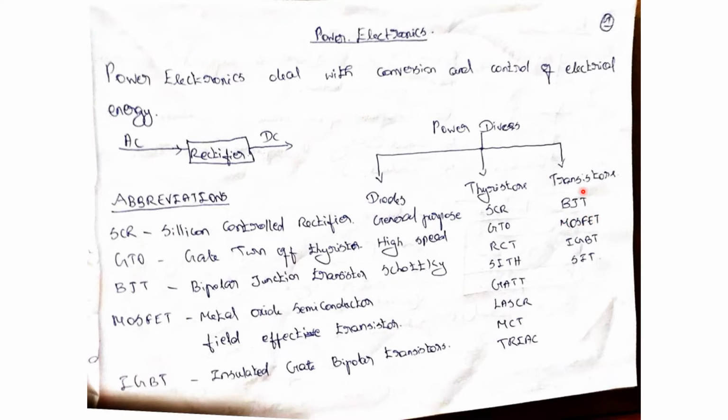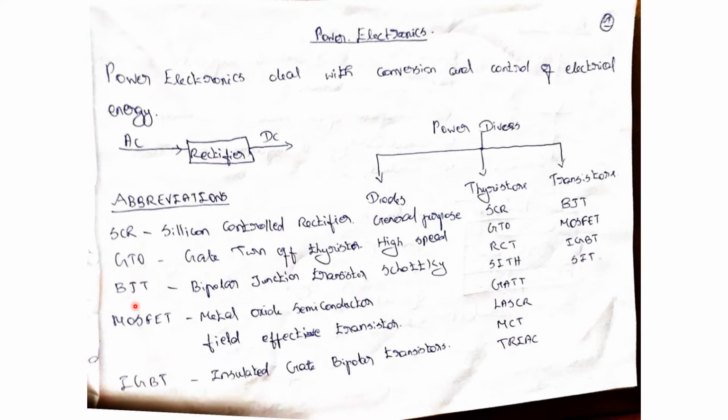Only certain important things we are going to see in this chapter. In thyristors, we are going to see SCR and GTO. Then in transistors, we are going to see BJT, MOSFET, and IGBT. Just I'll give the expansions. SCR is silicon controlled rectifier. GTO, gate turn off thyristor. BJT, bipolar junction transistor. MOSFET, metal oxide semiconductor field effect transistor. IGBT, insulated gate bipolar transistor.